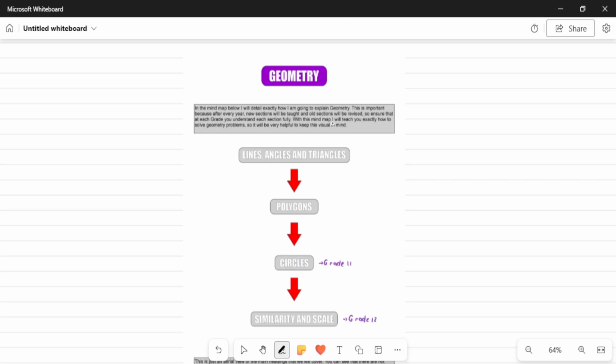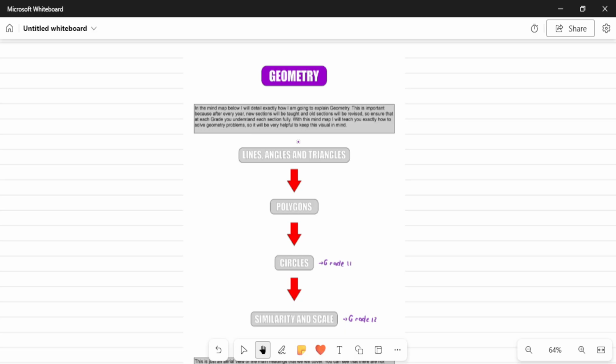With this mind map, I will teach you exactly how to solve geometry problems. So it'll be very useful to keep this visual in mind. So if you look at this mind map, we've talked about lines, angles, and triangles at grade 8 and grade 9. And in grade 10, we've introduced polygons. So as you go down this mind map, when we come to grade 12, polygons, lines, angles, and triangles are still examinable. And the whole of geometry starts off with lines, angles, and triangles.